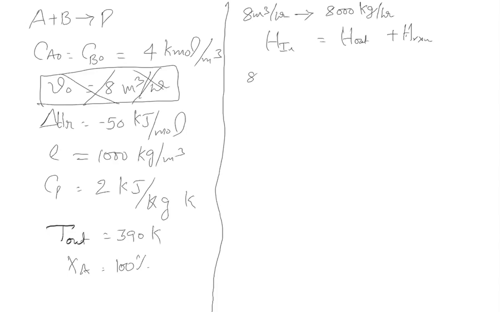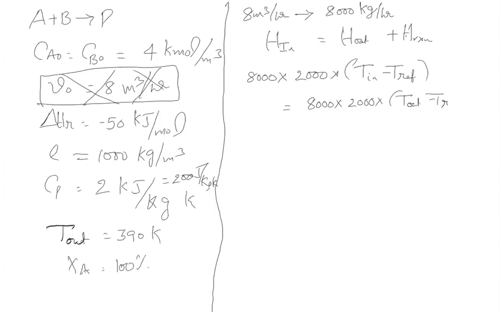What is enthalpy in? 8000 into, let's say, 2000. This is 2 kJ per kg Kelvin, no? If you convert, this is 2000 joule per kg Kelvin. So 2000 into T inlet minus T reference, which is equal to 8000 into 2000 into T out minus T reference, plus delta HR.